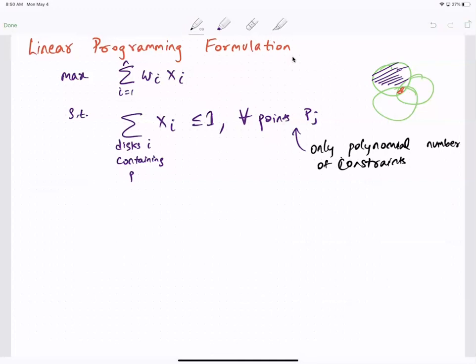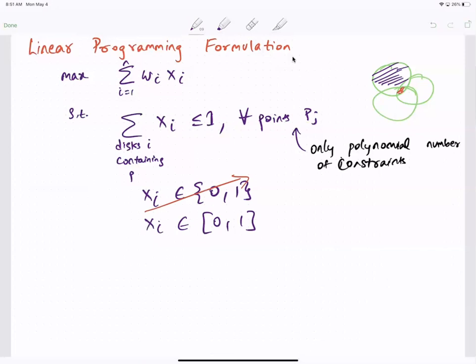And then we'll set xi to be either 0 or 1. But as we know, that's the integer programming formulation, so we can't do that. So we relax that condition and we say, okay, take any value in the interval 0 to 1.